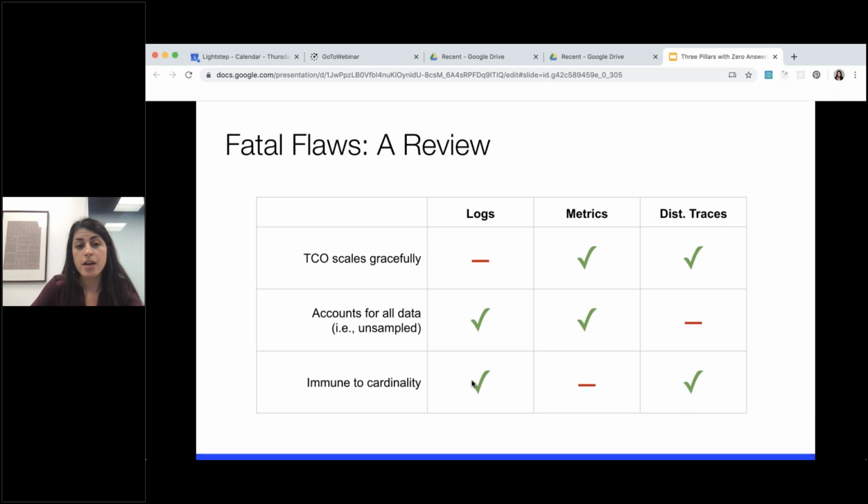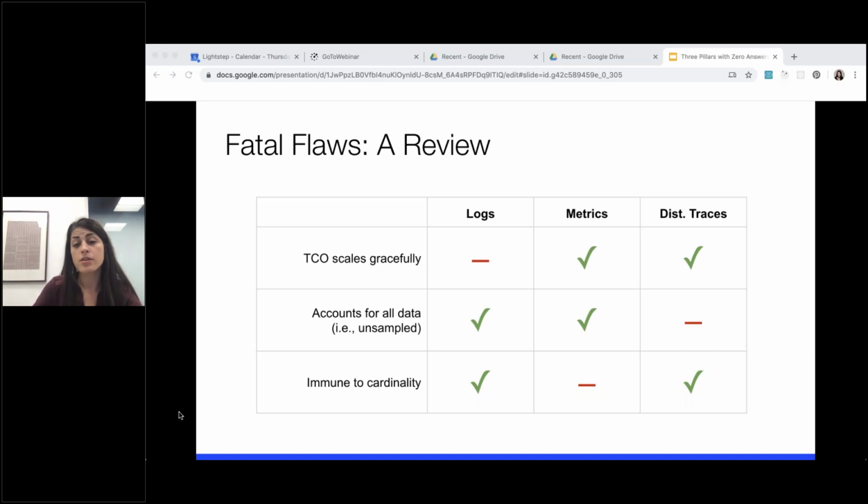So here's a quick summary of the fatal flaws of logs, metrics, and distributed tracing. It's really impossible to find a solution that implements logs, tracing, and metrics that one, scales gracefully, two, accounts for all data, and three, is immune to cardinality issues.